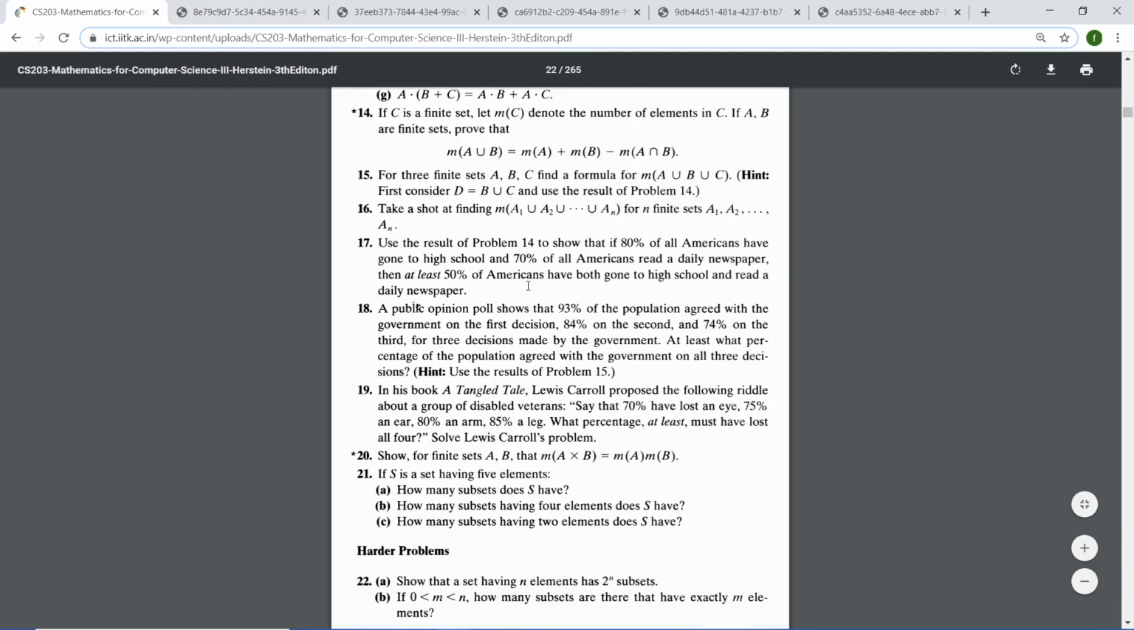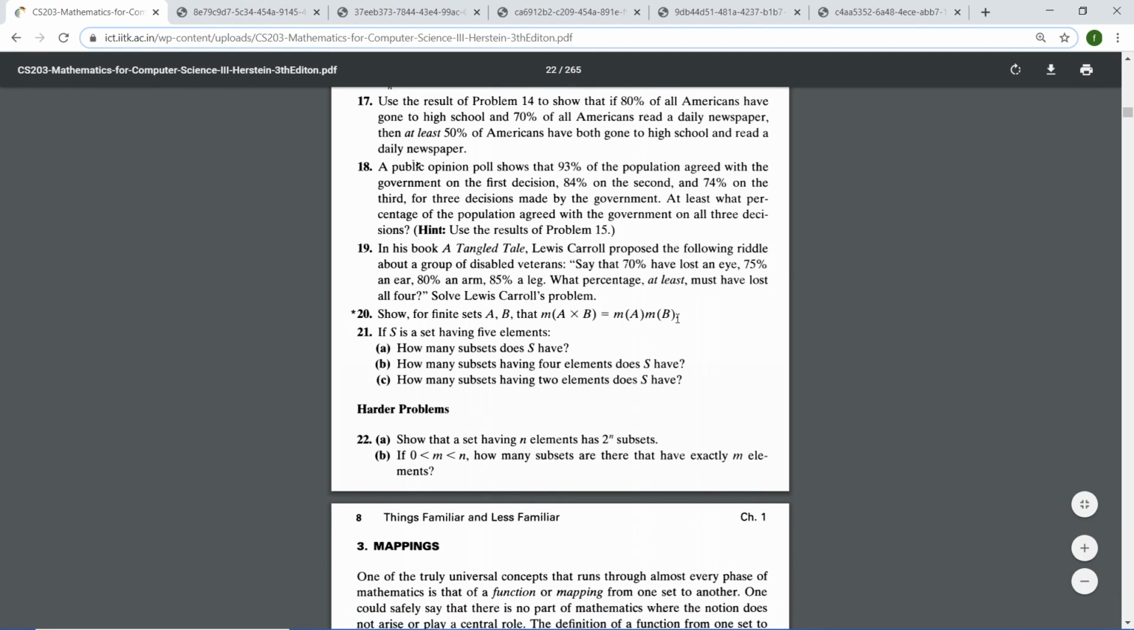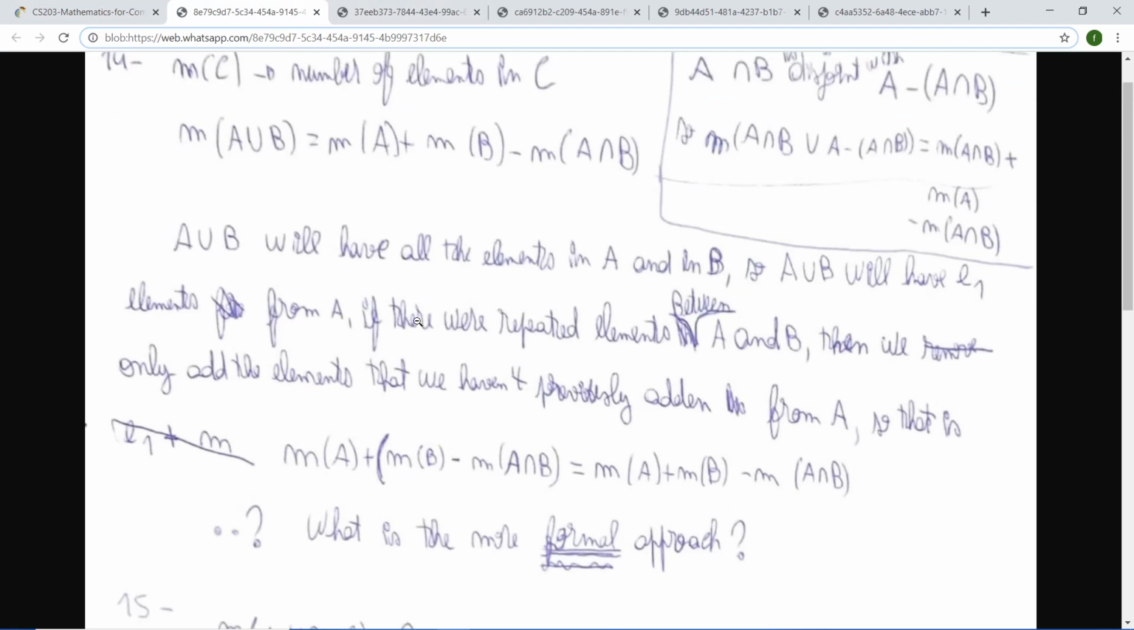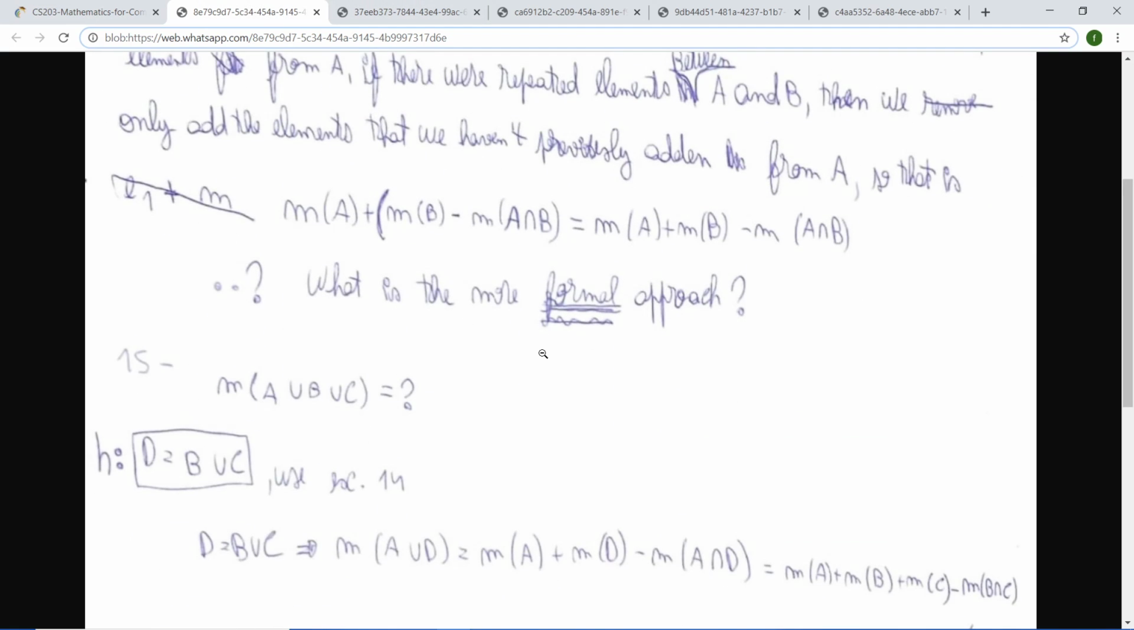I also did this one. By the way, I have to say that I have no idea if anything here is right or wrong.